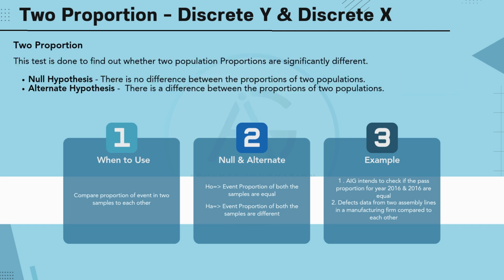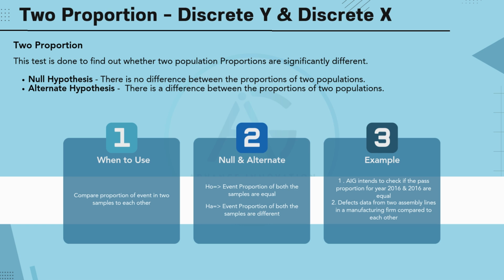Let's now move on to the two-proportion test. This test is used when we want to compare the proportions of a certain event occurring in two different populations or groups. It helps us determine if the observed difference between the two proportions is statistically significant.